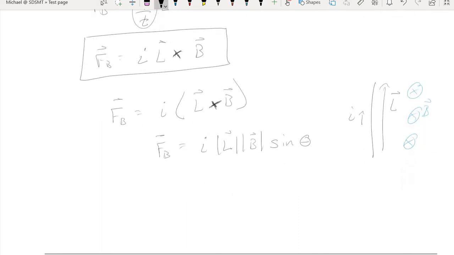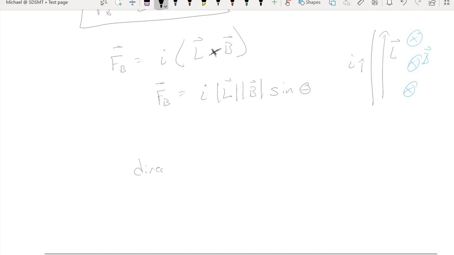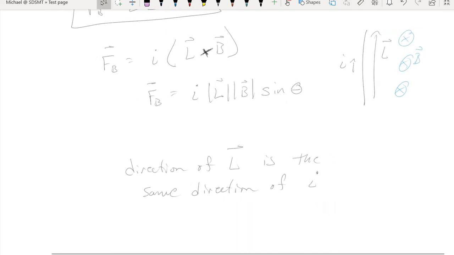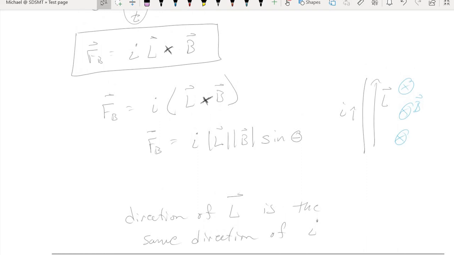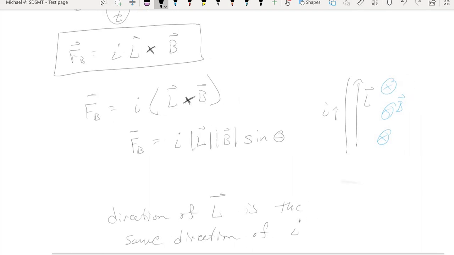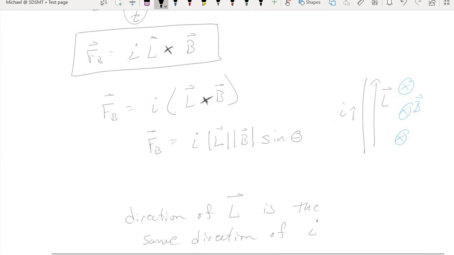The direction of our L vector is the same direction as the current. So technically, even though current is a scalar, current does have a direction that it flows in. The length of the wire acting as the displacement vector will take on the responsibility of indicating the direction of the charge flow. And so with that, we can see that our L vector is pointing up. Our magnetic field vector is pointing into the page.